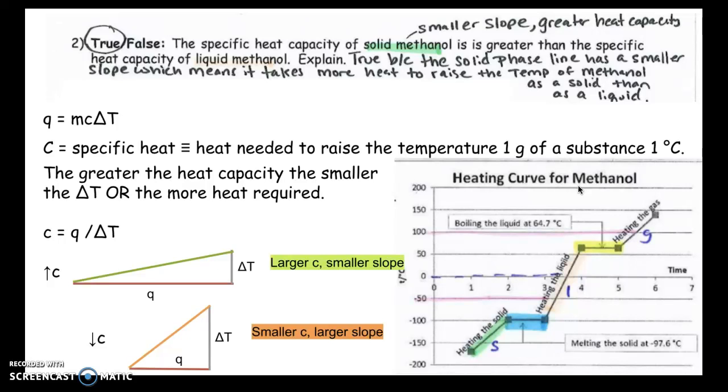All right, so our explanation here would be that this is actually true, and it's because the solid phase line has a smaller slope, which means it takes more heat to raise the temperature of methanol as a solid than as a liquid. That last bit, that it takes more heat, is important because that shows that you actually understand what heat capacity is. So in the AP exam, you can use the slope to recognize whether the heat capacity is larger or smaller, but you then still further have to utilize the definition of heat capacity to prove that you actually do understand what you're talking about.